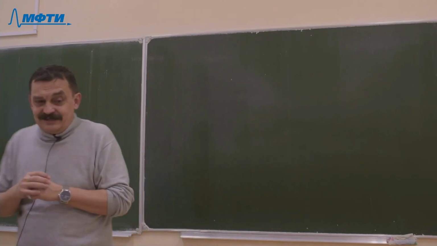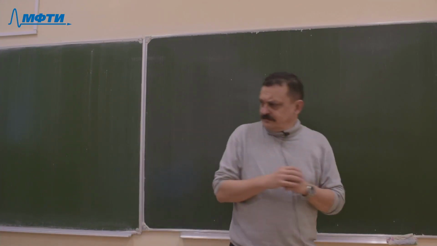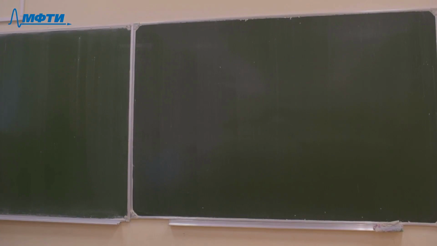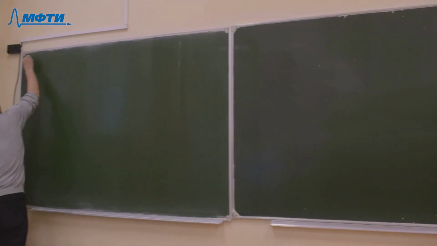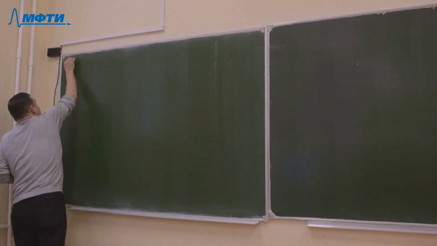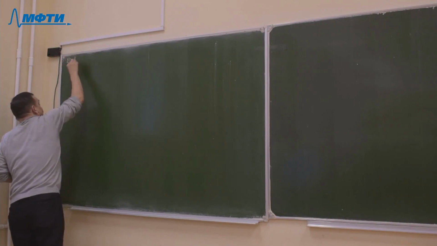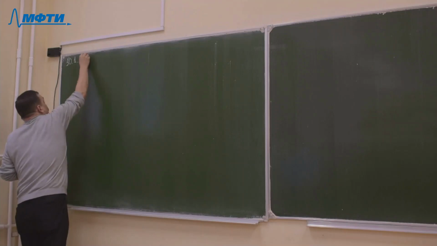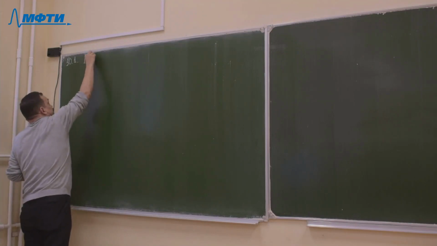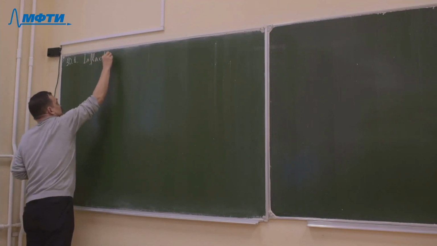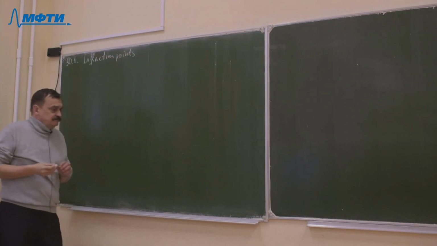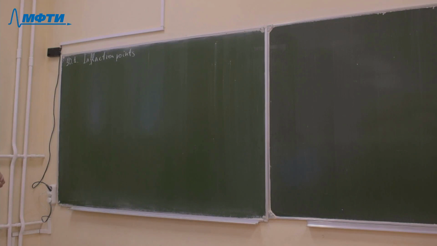So, I'll numerate it as 30, right? And section 30.1, inflection points. And I'll start with the definition.